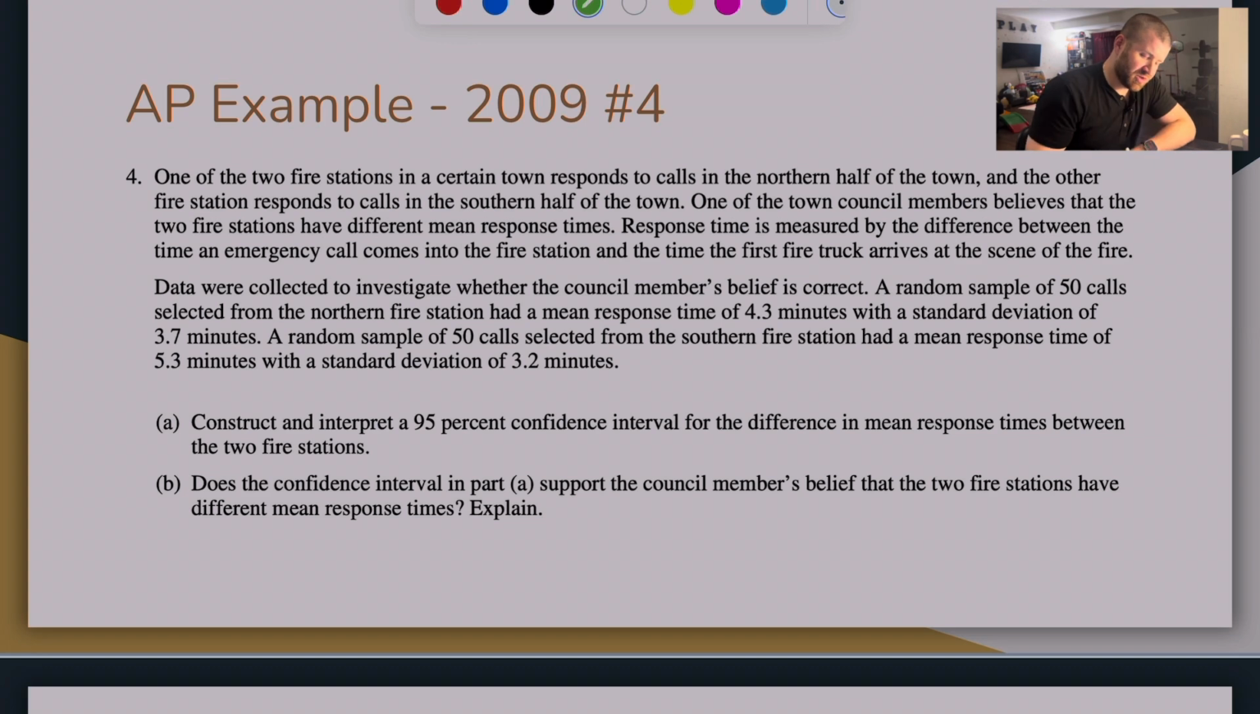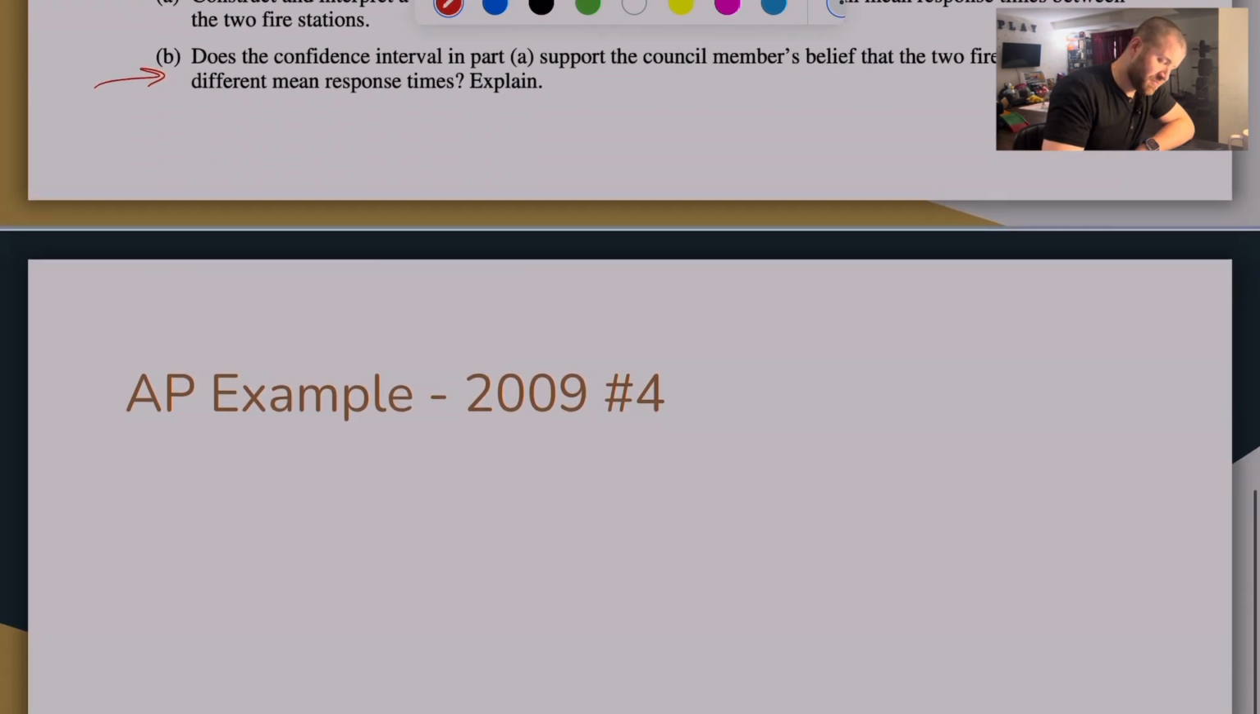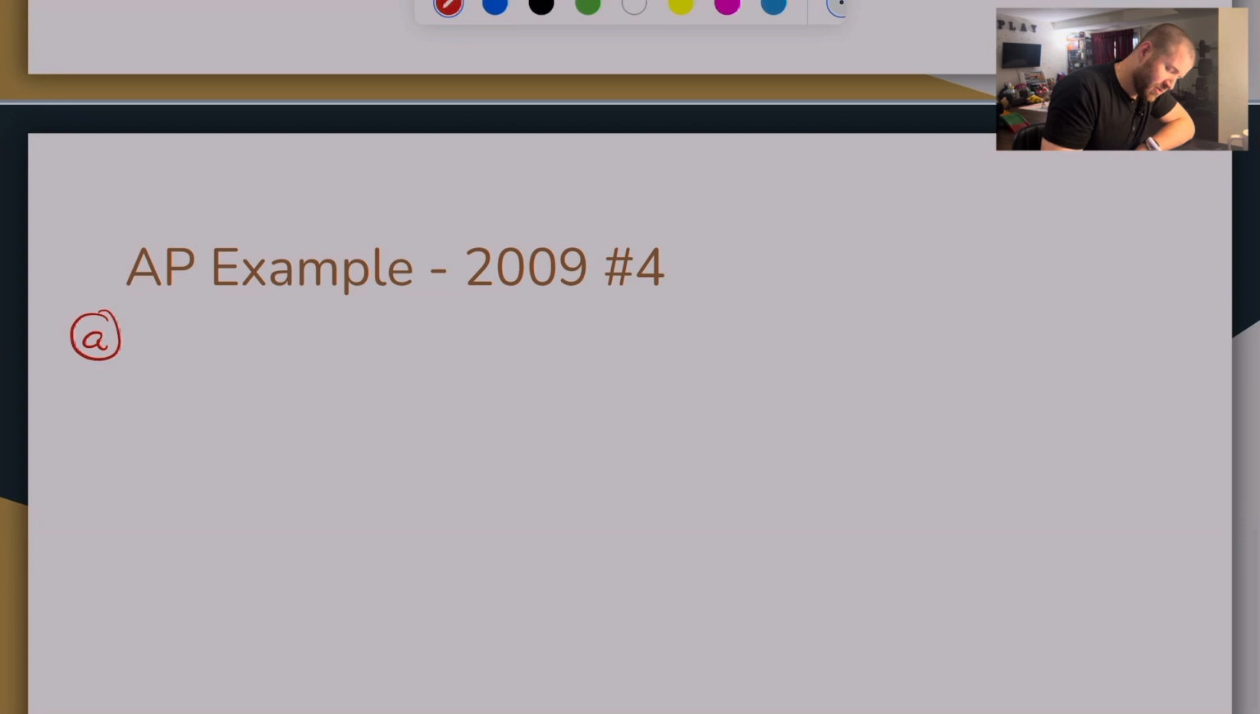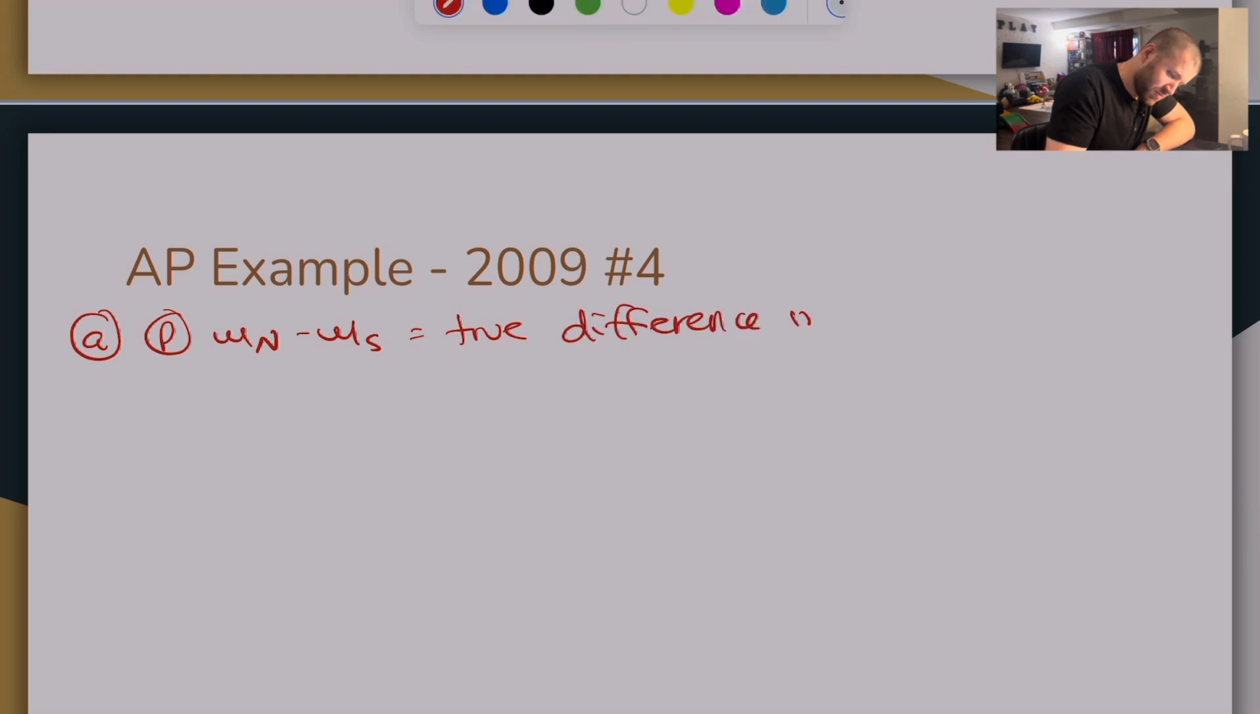So the first thing it wants me to do is construct the 95% confidence interval, and then we're going to talk about this guy right here. How do I know if I have evidence or not? So for my part A, I'm going to use north minus south, right? This is the true difference in means between the fire stations.